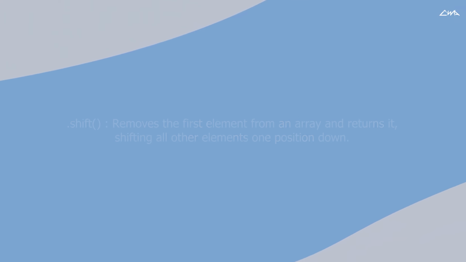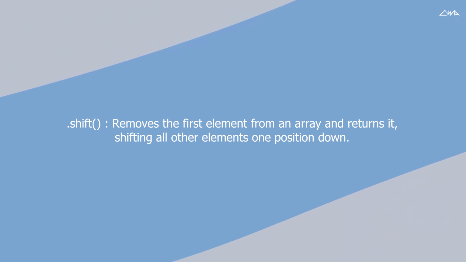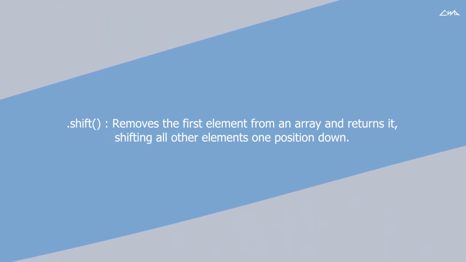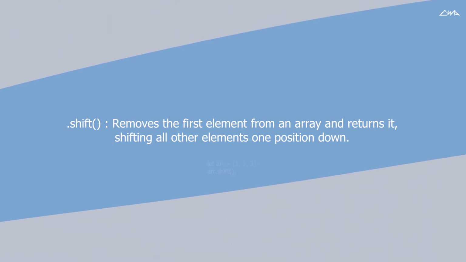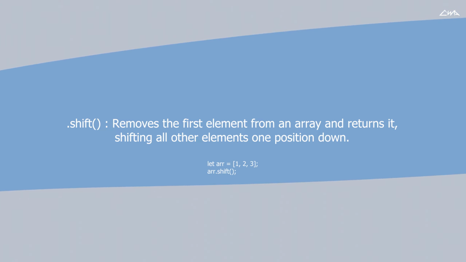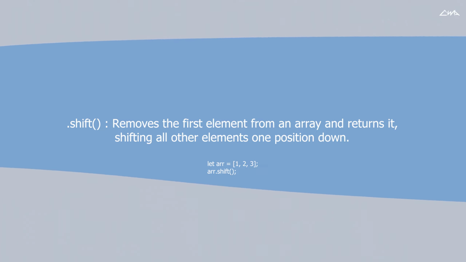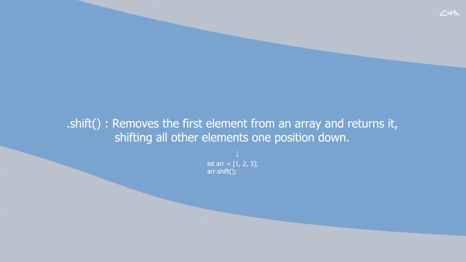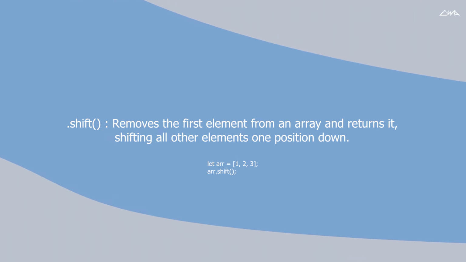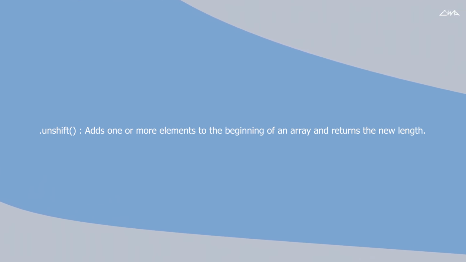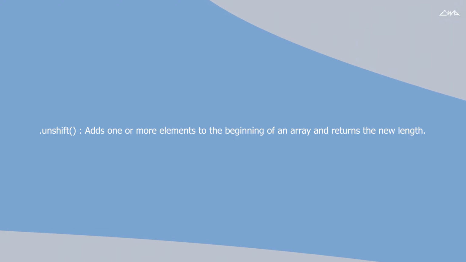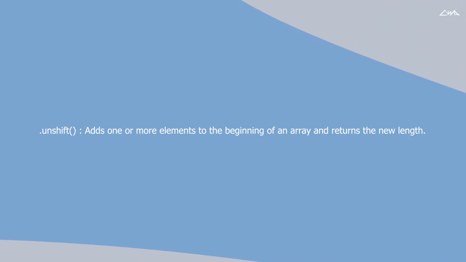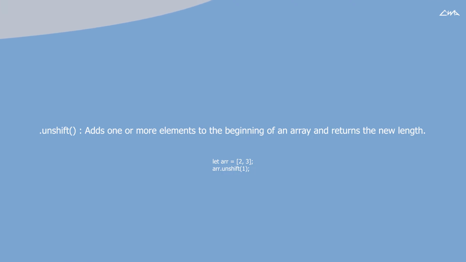Moving on, we have .shift, which removes the first element from an array and returns it, shifting all other elements one position down. For example, let arr = [1, 2, 3], arr.shift(); Over here 1 is returned, so the new array is 2, 3. Next we have .unshift. It adds one or more elements to the beginning of an array and returns the new length. Example, let arr = [2, 3], arr.unshift(1). So the new value is 1, 2, 3.